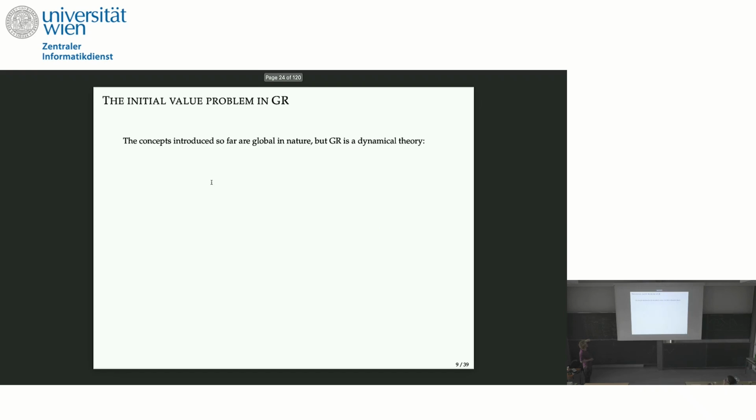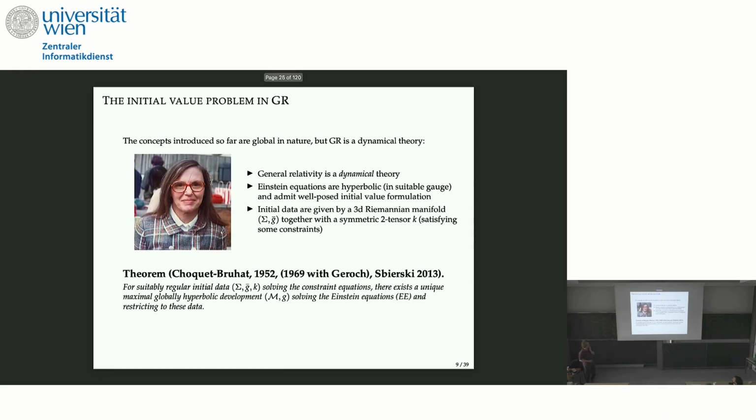Now, of course, relativity is not a theory where you make global assumptions. It's a dynamical theory, and solutions in GR arise from initial data, according to this most important theorem of relativity. So in a suitable gauge, the Einstein equations become hyperbolic, and you can pose initial data, which consist of a Riemannian manifold together with some symmetric 2-tensor K. You also need to specify some constraints. And then this famous theorem says that if these data are suitably regular and solve these constraint equations, then there exists a unique future development of these data that restrict to the data.